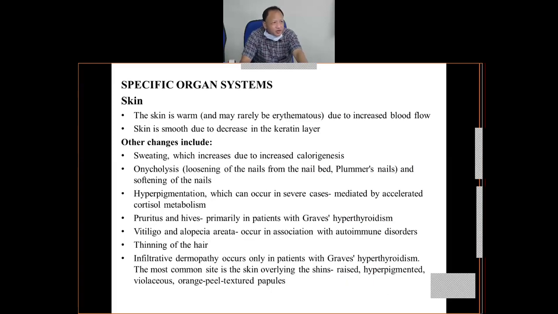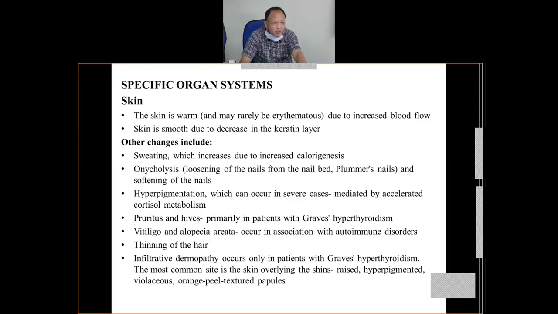Then the other specific organ system manifestation that you see is the skin. The skin is warm. It can be erythematous, redness due to increased blood flow. The skin is smooth due to the decrease in keratin layer. The other changes that you see are sweating due to increased calorigenesis, and onycholysis, that means loosening of nails from the nail bed.